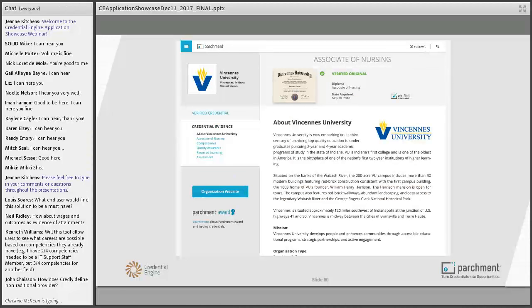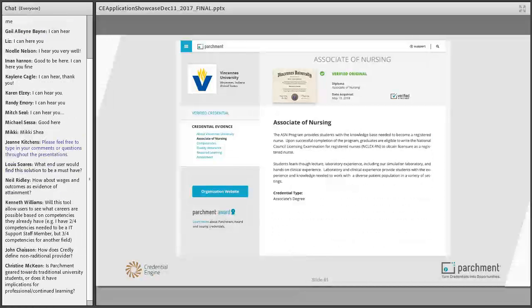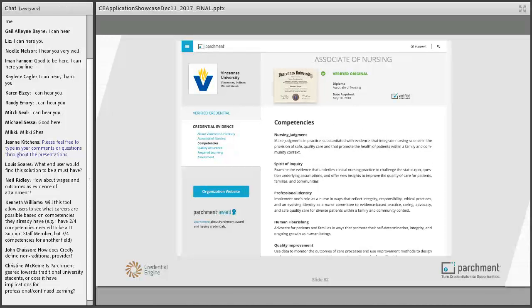The credential evidence section allows me as a verifier to go in more in depth and see the information that's published to the Credential Registry. This allows me to see whatever additional data about this credential has been published. And as a verifier, I can learn more about Vincennes. I can learn what the ASN program that Jessica completed includes at a program level. I can also learn about Jessica's competencies. And this is what we think is really important.